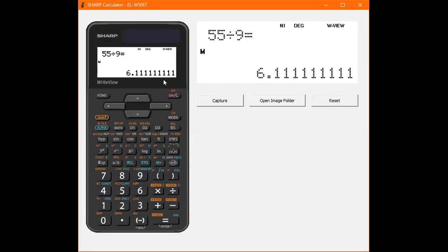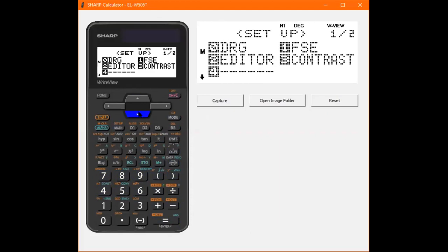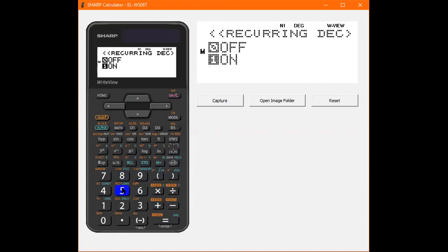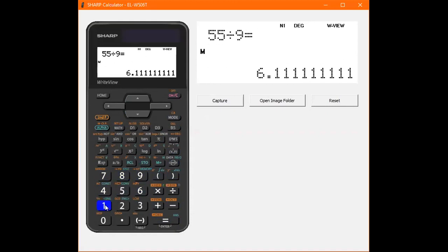Okay. What we can do is go to second function and setup, where we looked at the decimal points, and we'll see at number 5 it says recurring decimal. So we can change our recurring decimal and turn it on. And so when we press change now, you'll see that it gives it to me in a recurring decimal format first, and then as just the normal decimal notation.